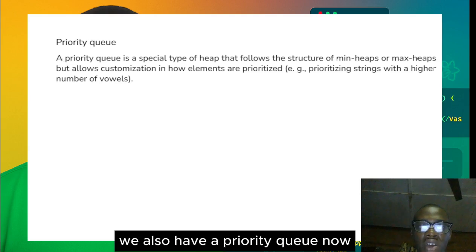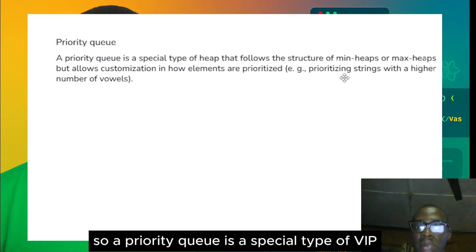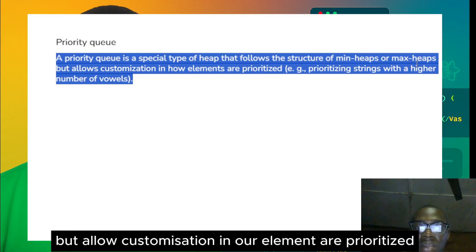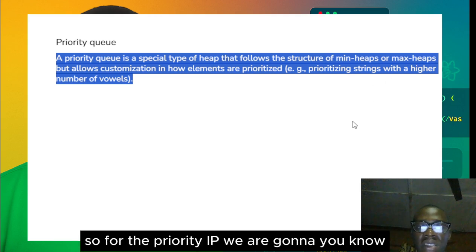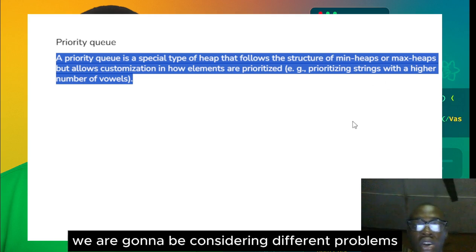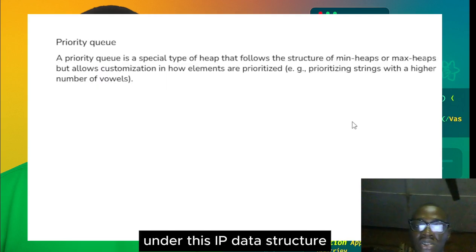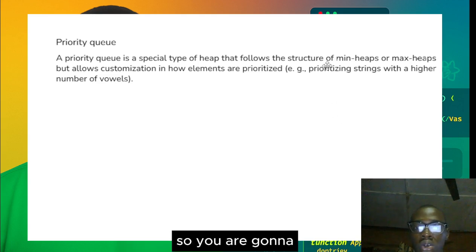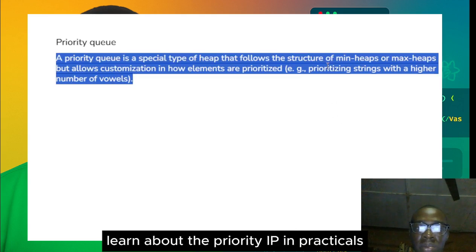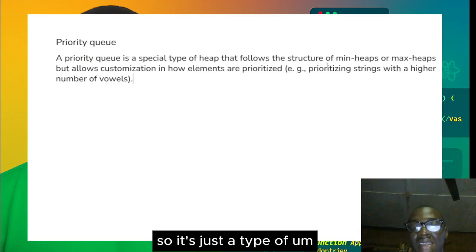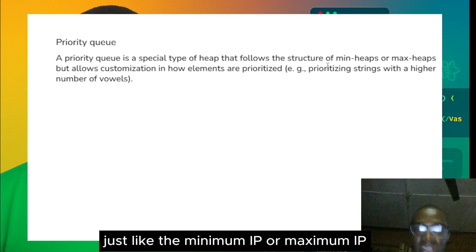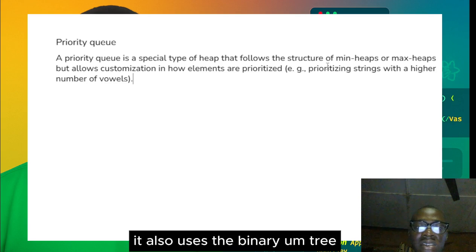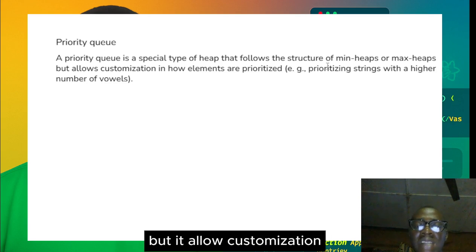We also have a priority queue now. A priority queue is a special type of heap that follows the structure of a minimum heap or maximum heap, but allows customization in how elements are prioritized. For the priority queue, we are going to be considering different problems under this heap data structure, and I want you to follow along. In my subsequent videos, you are going to learn about the priority queue in practicals. It's just another type of heap, just like the minimum heap or maximum heap. In fact, they have the same structure. It also uses a binary tree, but it allows customization.